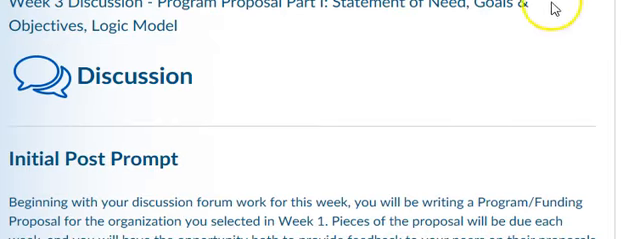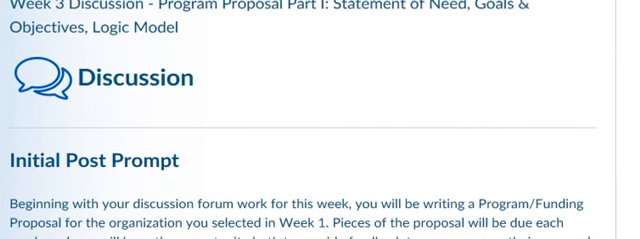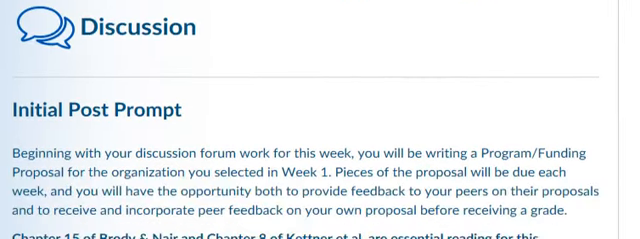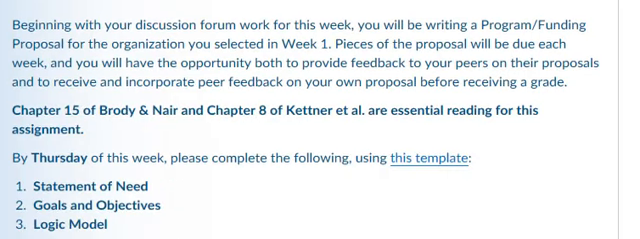So the first discussion post asks you to do the following. This is the first part of your proposal. You're going to refer to chapter 15 of the Brody and Nair book and chapter 8 of the Kettner book to construct a statement of need, goals and objectives, and a logic model. And there is a template that we'll take a look at now.